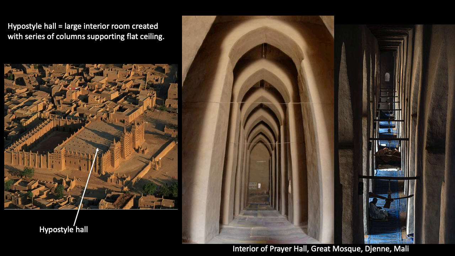The interior prayer hall of the mosque is what we call a hypostyle hall, a large interior room created by using a series of columns, in this case mud brick columns, to support a flat ceiling. Here, the mud brick ceiling is further supported by those palm wood beams. The hypostyle hall is very typical of most Islamic mosques because it provides a spacious interior setting that can easily be expanded to accommodate a growing congregation, and worshipers can also easily organize themselves within the prayer hall according to those rows of columns.